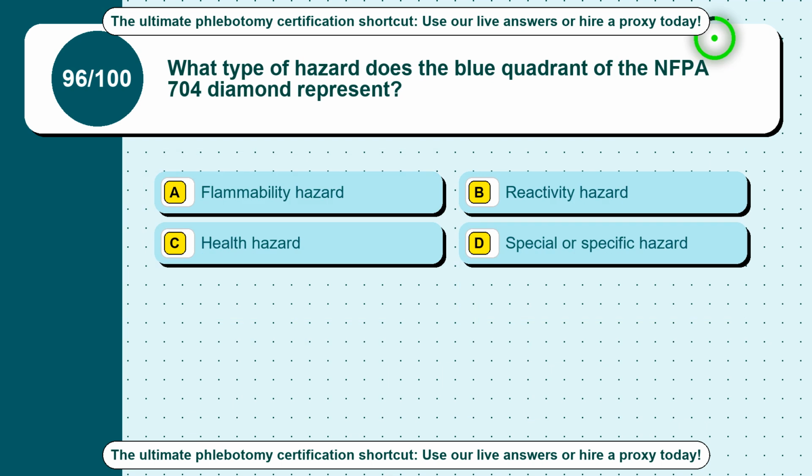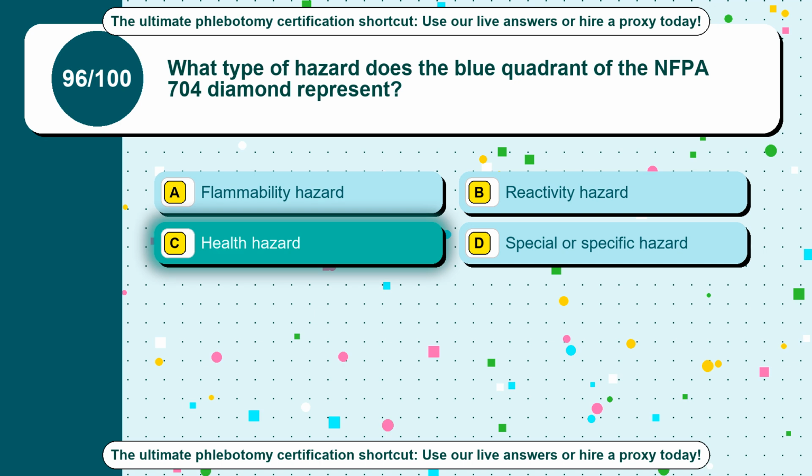Question 96. What type of hazard does the blue quadrant of the NFPA 704 diamond represent? Option A. Flammability hazard. Option B. Reactivity hazard. Option C. Health hazard. Option D. Special or specific hazard. The correct answer is option C.